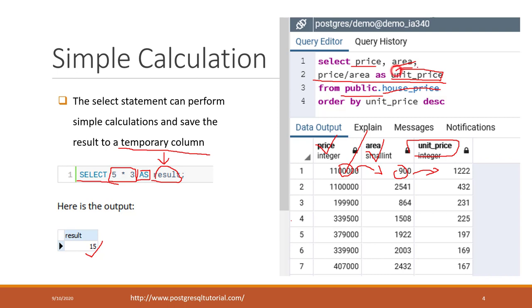And once I have this column, I can treat it as a real column in this current query, although it is still a temporary column. So I can still use it. I want to order the result based on the unit price in descending order. And now you can see that we have all the columns, and the first one is the most expensive house in terms of unit price.